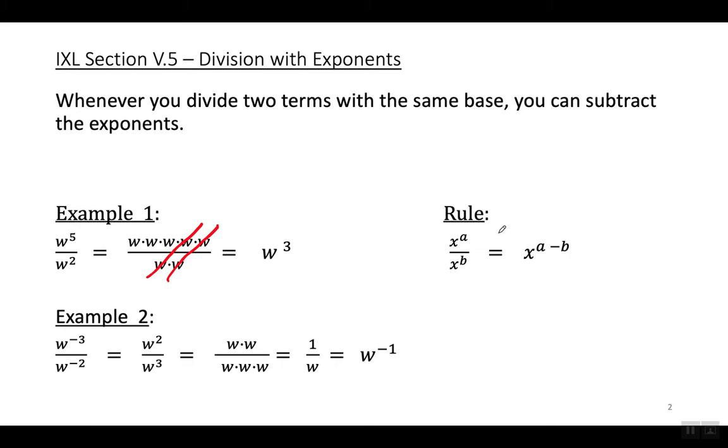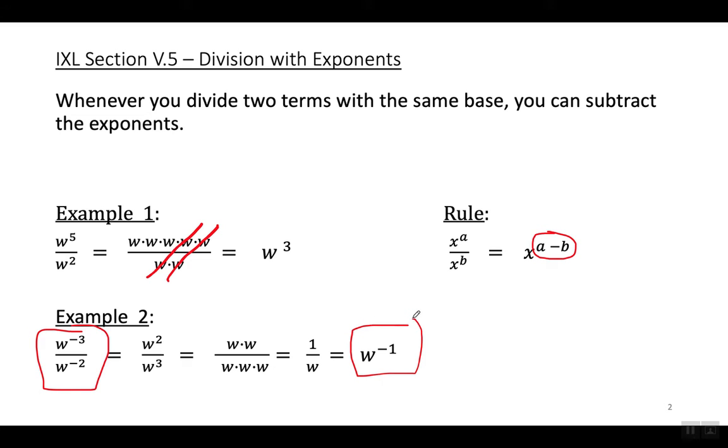Okay? So here's the rule. When you have the same base and you're dividing, you subtract their exponents. A minus b. You subtract the exponents. Now, I also wanted to look at one with negative exponents because you're going to have that in this IXL. It's also simple, but I just wanted to make sure you're not just subtracting the exponents without understanding why. So let's look at it. All right. First, here's my example.